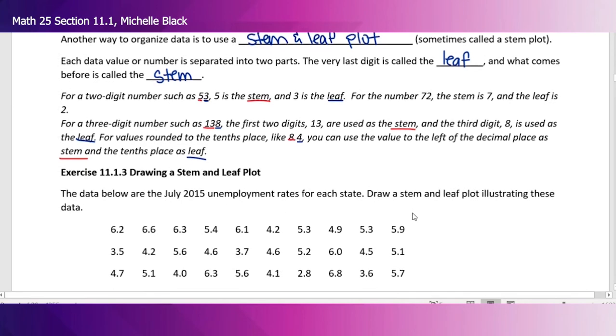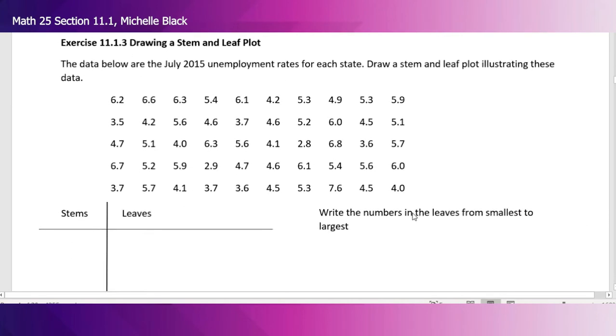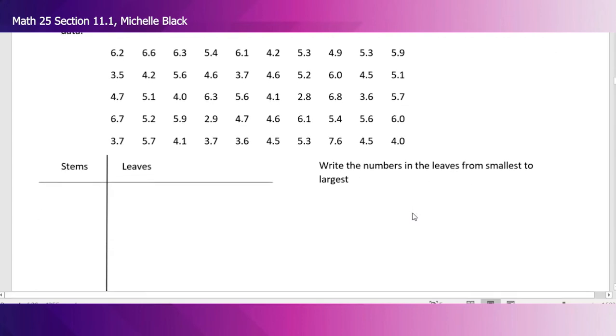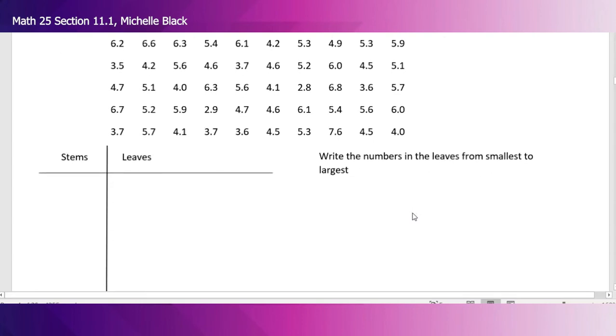So in exercise 3, we have some data about unemployment rates in 2015 for each state, and we want to draw a stem and leaf plot illustrating the data. Well, these are all done with a decimal point, and we really only have 2 digits here. We have the tenths place and the ones place. So we're going to pick our leaves to be the tenths place, which means that our stems are just going to be the values in the ones place.